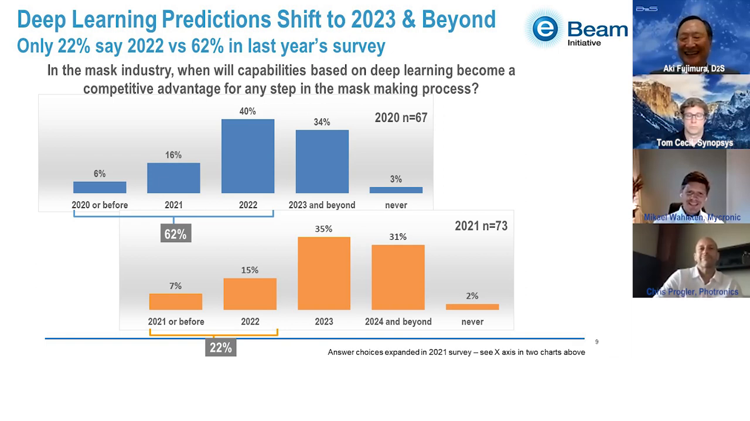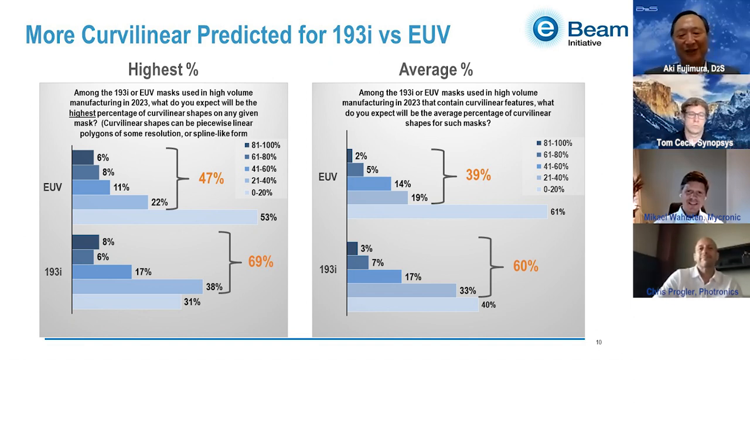Thank you. Yeah, let's move on to curvilinear shapes. We actually talked about it throughout the session, but maybe Tom, you can summarize again what we're looking at here, and the difference in curvilinear deployment between 193i and EUV.